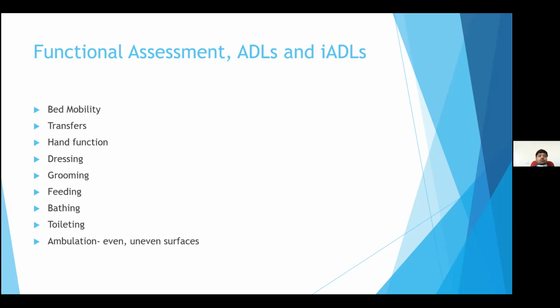And then you go on to dressing, whether they can, based on the impairments, whether they need to do single limb dressing or they need assistance for overhead activities. How are they able to groom themselves? Do they need assistive devices such as long handled combs or long handled brushes? Are they able to feed themselves?